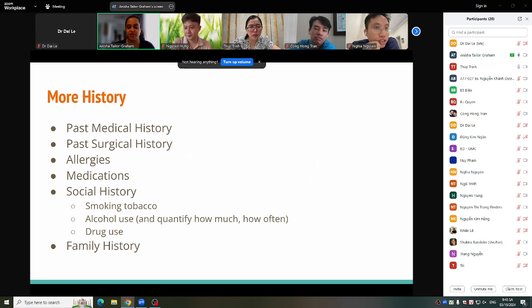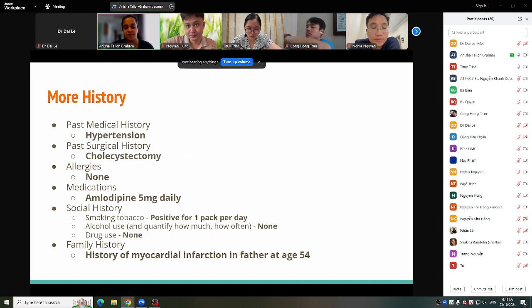Their social history, so asking about smoking, any alcohol use, any drug use that they might have, and then any family history. The family history is important because it can give you an indication as to what might be causing their pain, but also it's part of the HEART score that we utilize. And you can't really complete the HEART score without knowing the family history. So that's always an important one for chest pain.